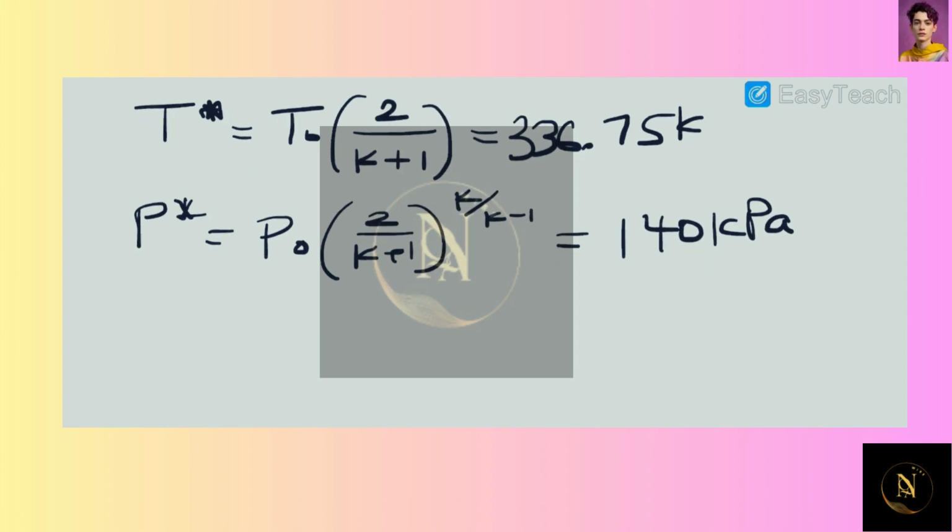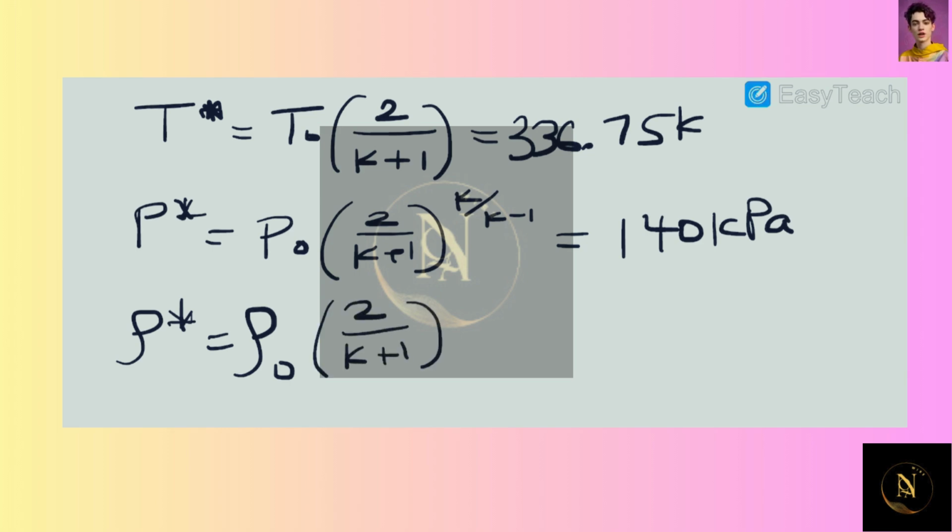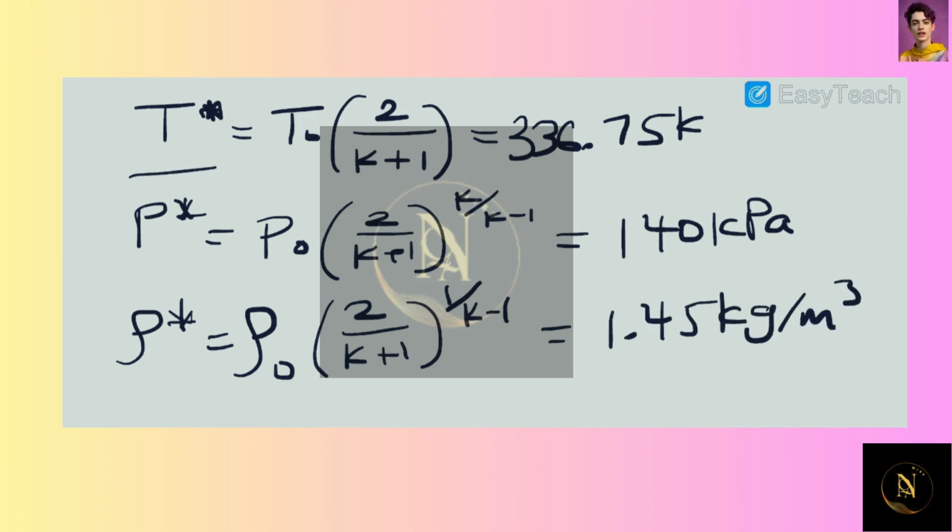And finally, we can just use the ideal gas law, or we can actually go ahead and solve for rho star using, again, the isentropic flow equations. And this is equal to rho 0 times 2 over K plus 1 raised to the 1 over K minus 1. And this gives us 1.45 kilograms per cubic meter. Now, these are the critical properties of air, so these are the answers for part A.